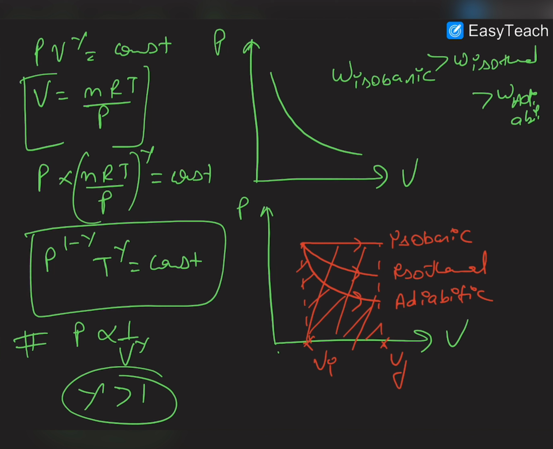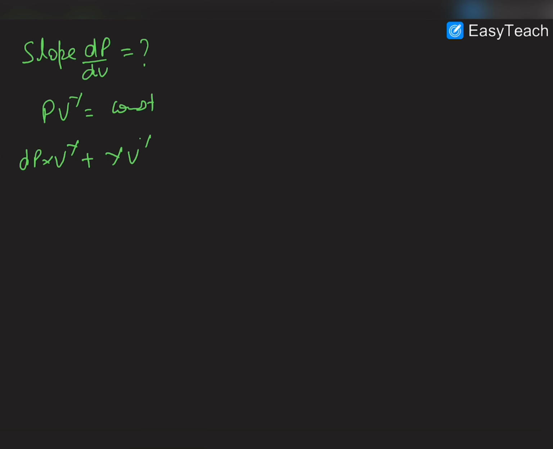Now, why have we drawn this graph below the isothermal graph? It is due to the fact that if we find out the slope of this graph, so let us see the slope. The slope of this graph is dP by dV, and slope can be calculated by differentiating the PV equation. So we know that PV to the power gamma is constant, and if we differentiate this equation, dP into V to the power gamma plus gamma into V to the power gamma minus 1 into dV into P is equal to constant, is equal to 0. Okay, then you can see that dP by dV will be equal to minus gamma P by V.